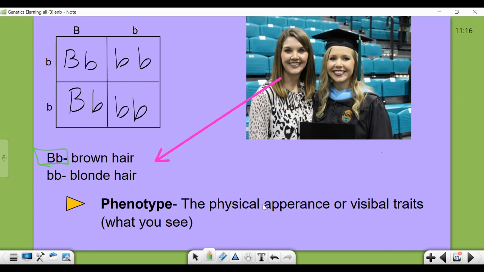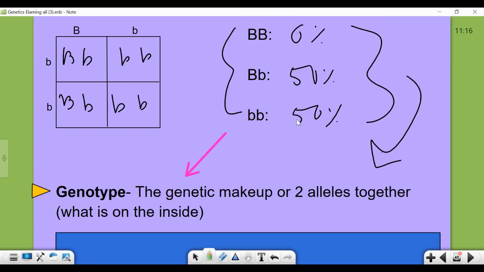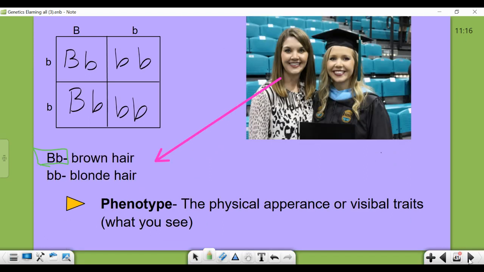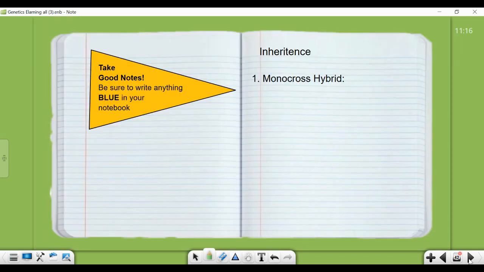So phenotype is the physical expression, what you can see. The genotype is just these letter combinations that will be on the inside. That's going to be really important to know. Genotype, phenotype. So that's where we're going to stop.